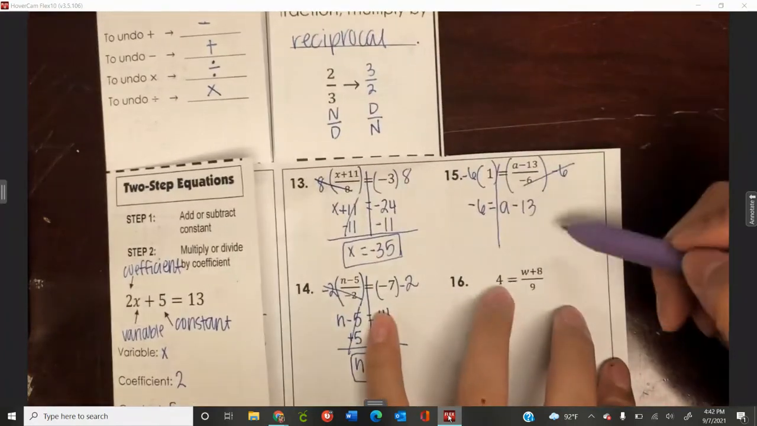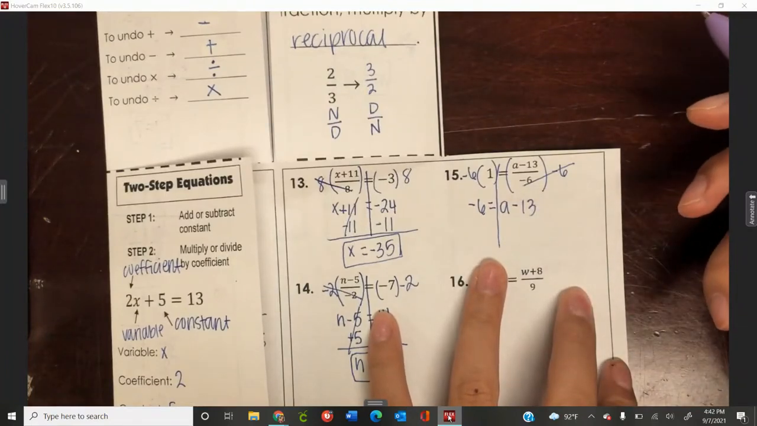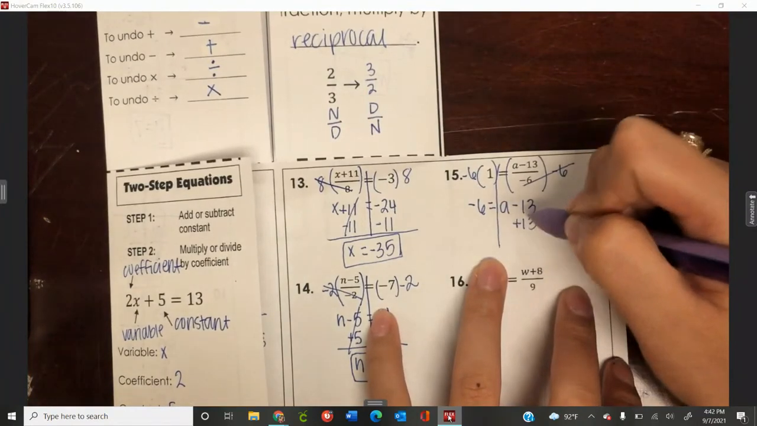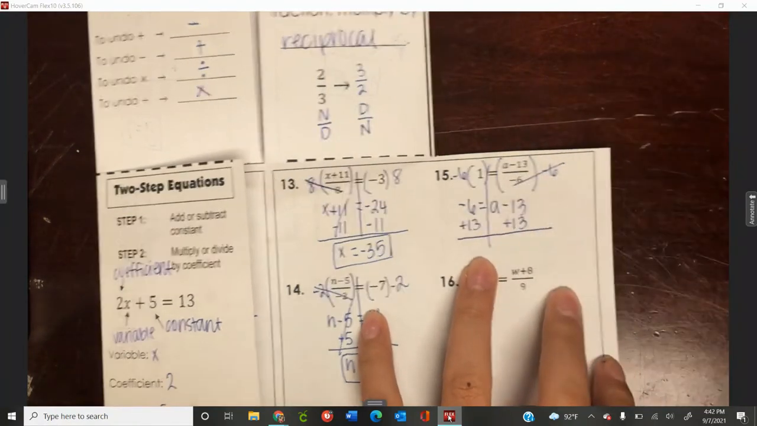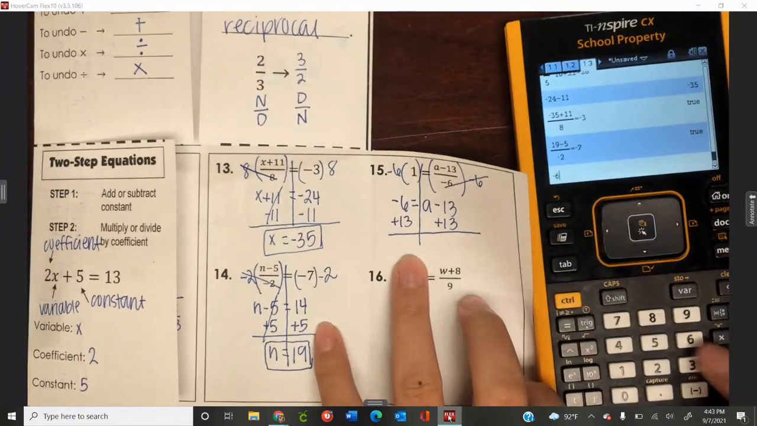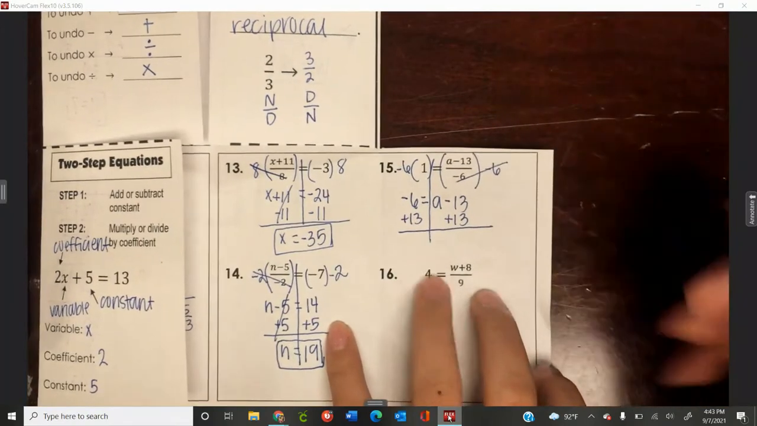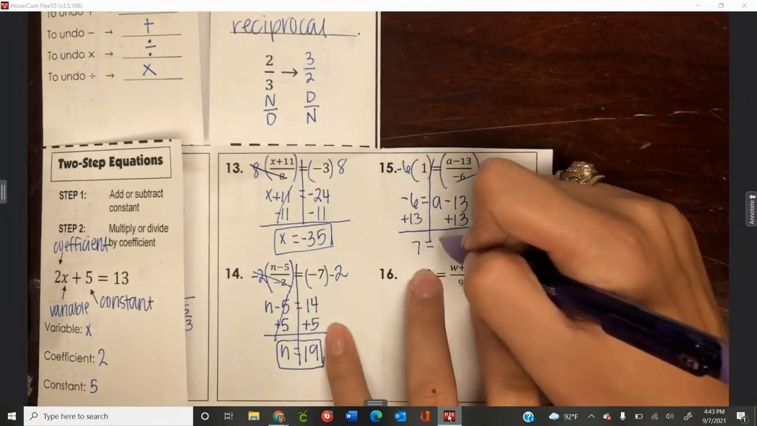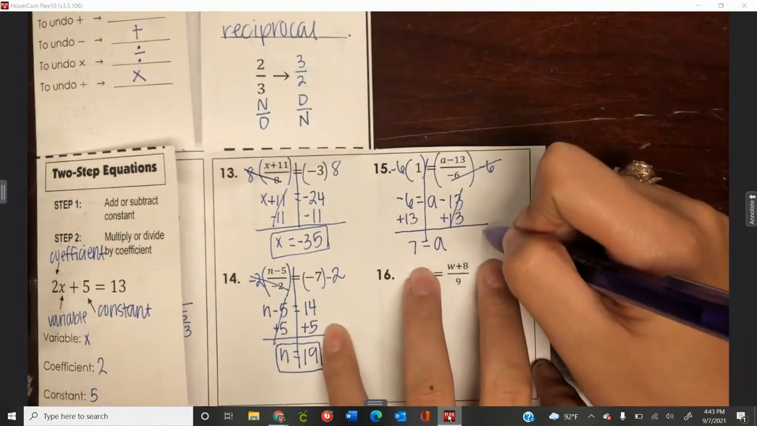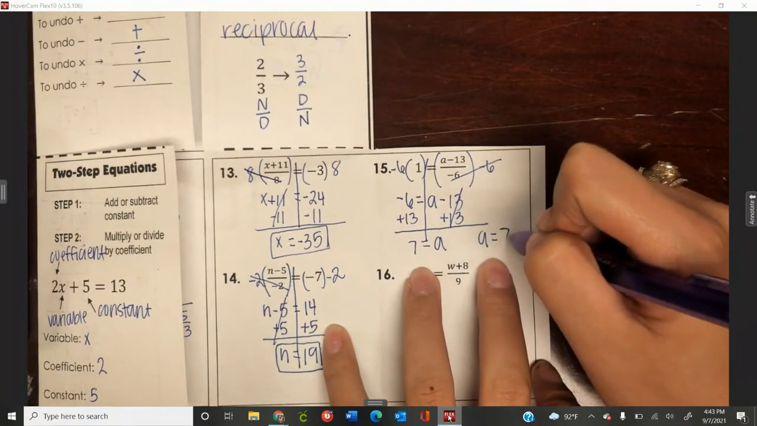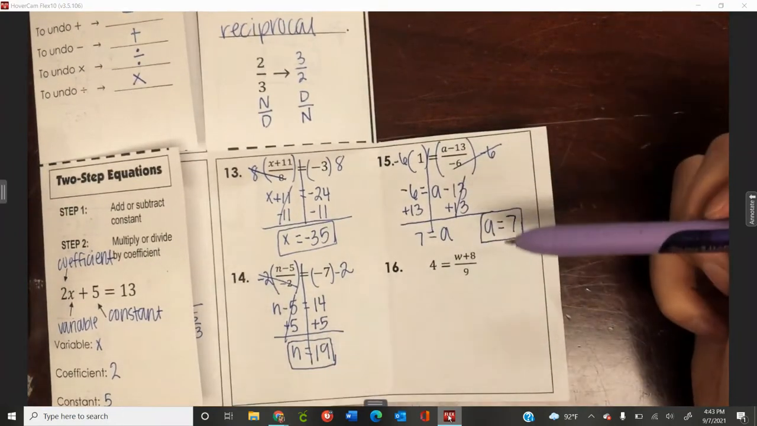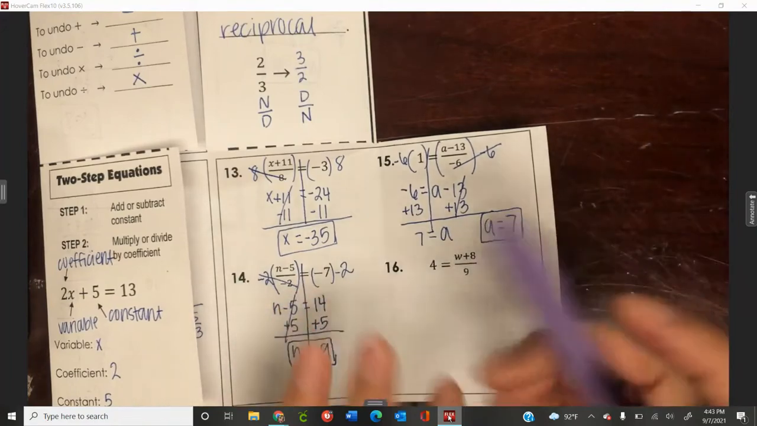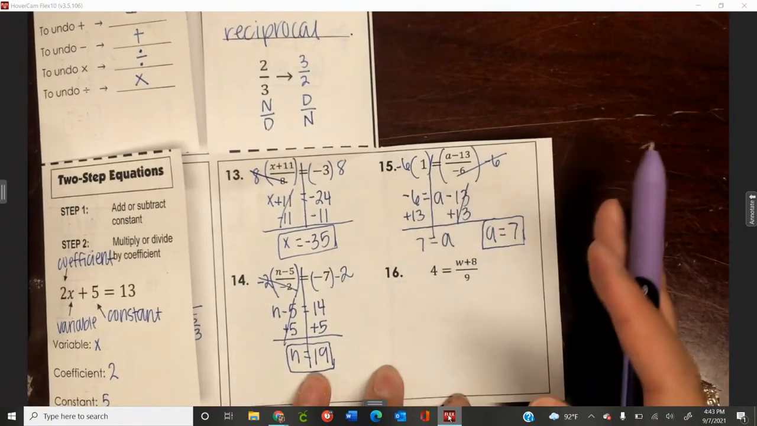Okay, so now we want to add or subtract our constant. Right now my constant is being subtracted, so that means I'm going to add it to both sides. So here, negative 6 plus 13 is a positive 7. So here, 7 equals a. But it's more proper to write it as your variable equals your number. So here, a equals 7. It's not wrong if you leave it as 7 equals a, but I would suggest you get in the habit of putting your variable equaling your number.